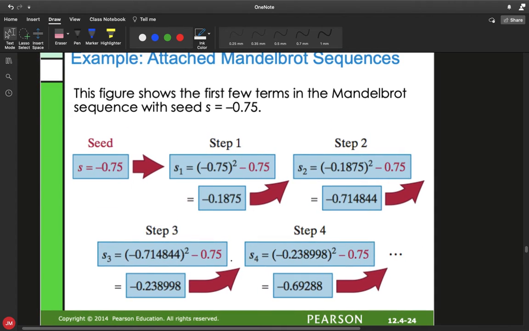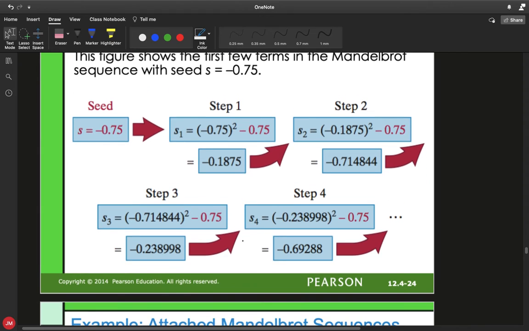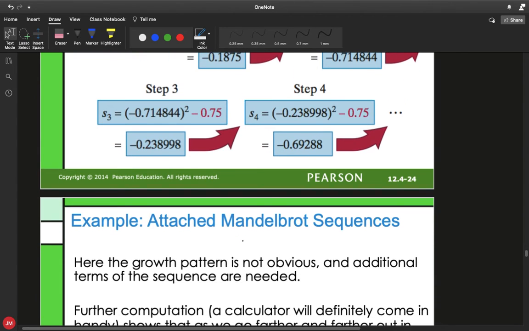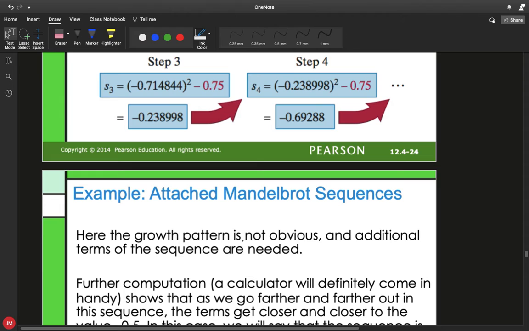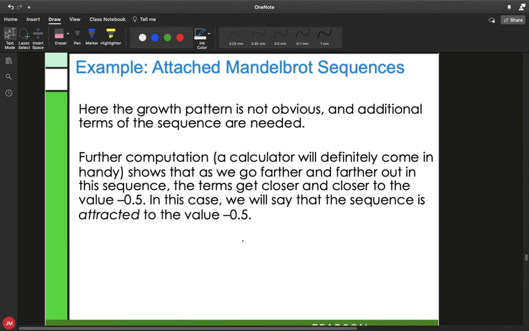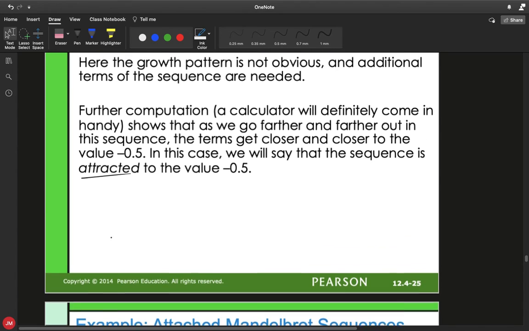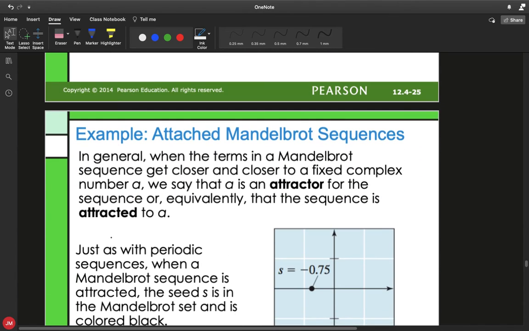All right, the next one we saw right here, -0.75. Obviously, we saw this in the activity. It wasn't quite clear at first, but the more we did it, the more we saw that it was alternating and really kind of fixed around a certain value. In fact, the longer you do it, the closer you get to -0.5, and we called that an attracted sequence. In other words, the sequence was attracted to that particular value. So we will also sometimes call that an attached sequence.